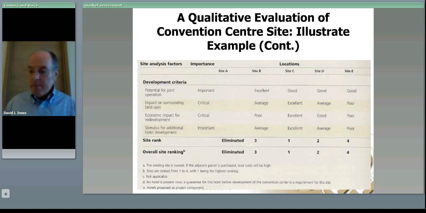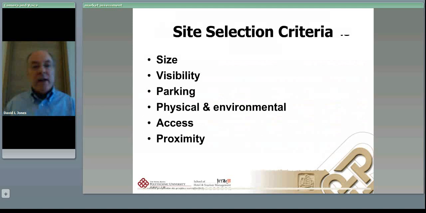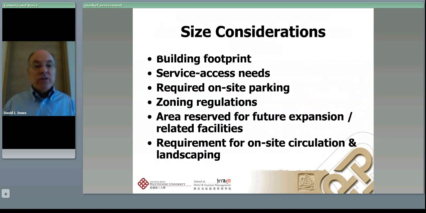So in that criteria now, we're looking at what's the size, what's the visibility, parking (parking's a revenue source), the physical and environmental issues we need to think about, as we'll talk about when we get into design, LEED or environmental type issues, access, proximity. All of these are factors. In size consideration, what's the building footprint going to look like?